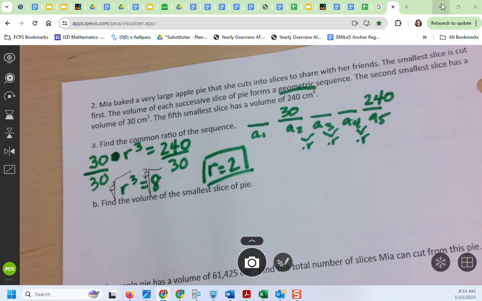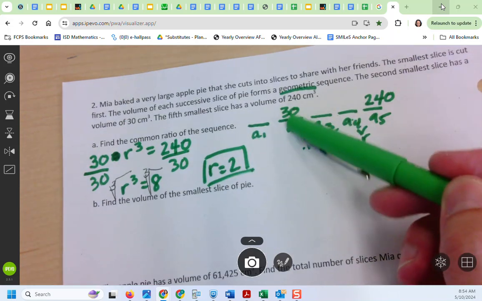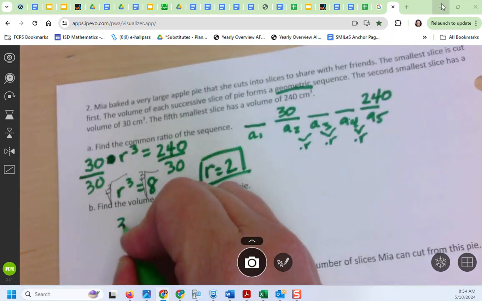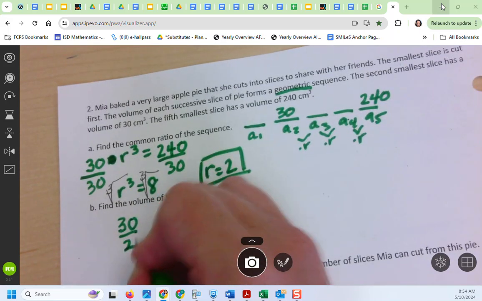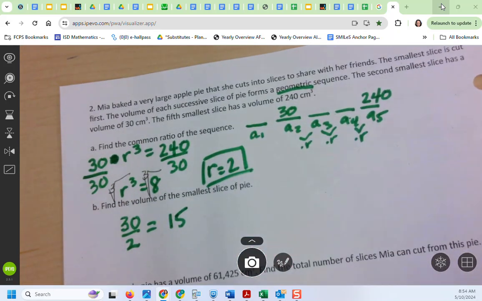Find the volume of the smallest slice of pie. So if I'm multiplying to go to the right, what do I have to do to get to the left? You're going to divide. So you can just do 30 divided by 2 is 15, and it would be 15 cubic centimeters.